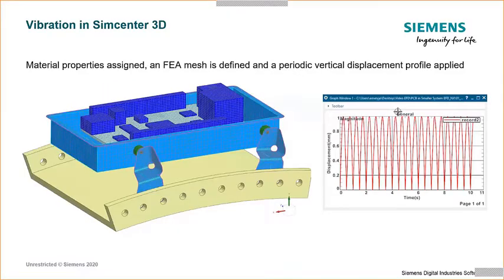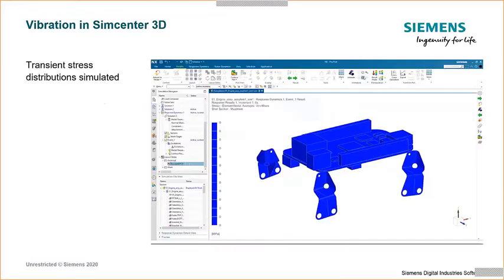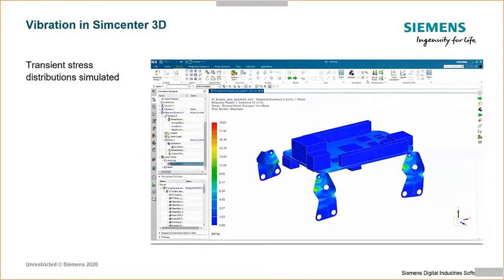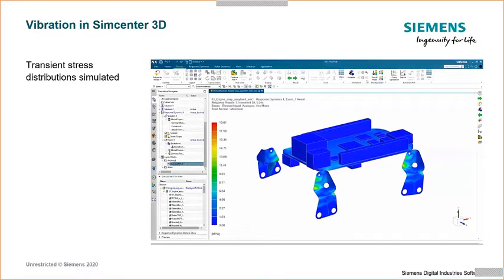Once it's toggled on, then within Simcenter 3D, appropriate material properties are assigned, an FEA mesh is defined, and for this vibration analysis, a periodic vertical displacement profile is applied. And then a transient simulation is conducted. And from that, we can animate the transient stress distributions. In this case, just showing those distributions on the 4 brackets and then on the PCB itself.